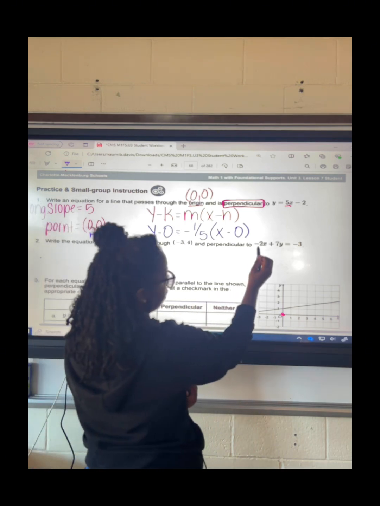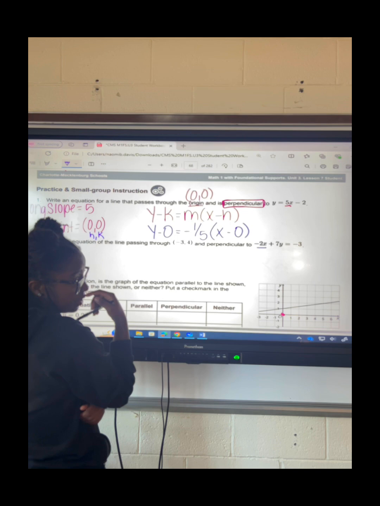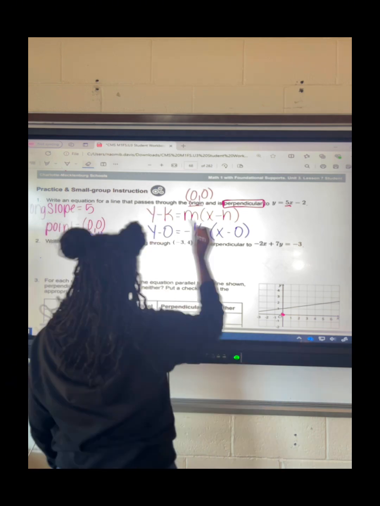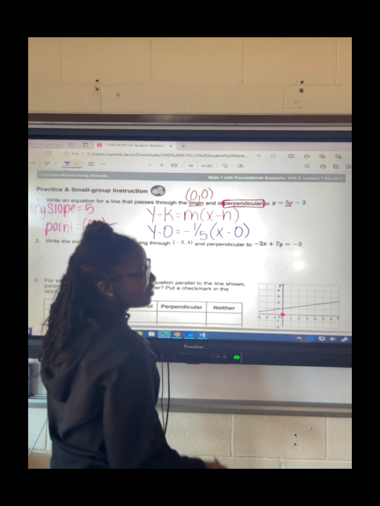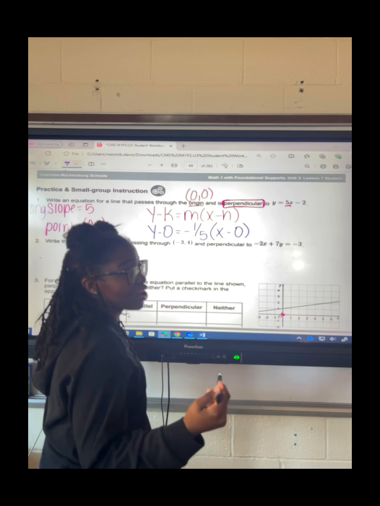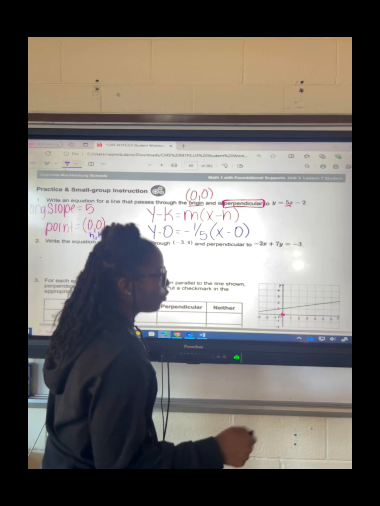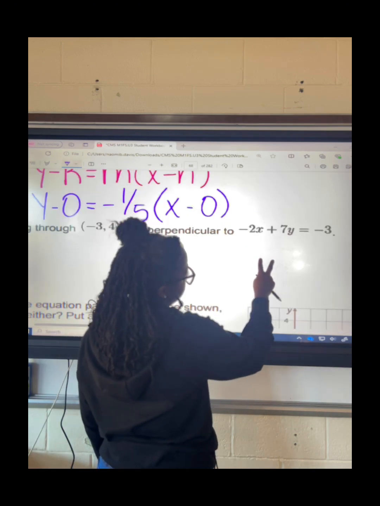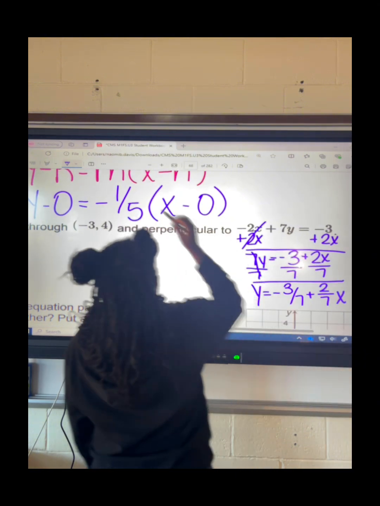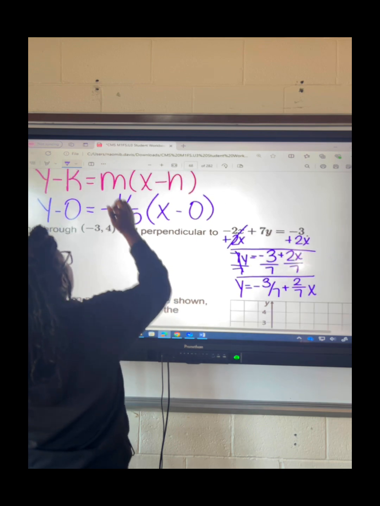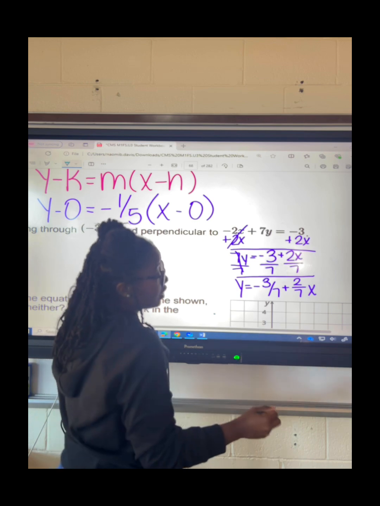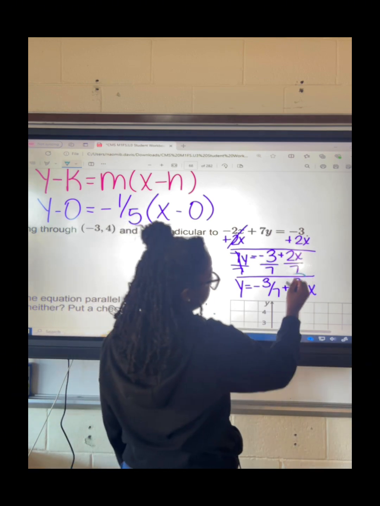Now, this one right here got everybody, because what everybody wanted to do was say, oh, the slope is negative 2. But if the equation is in standard form and I want to see the slope and y-intercept, what do I have to do? Solve for y. Get y by itself. Now I know my slope, because y is by itself, and the slope is 2/7.